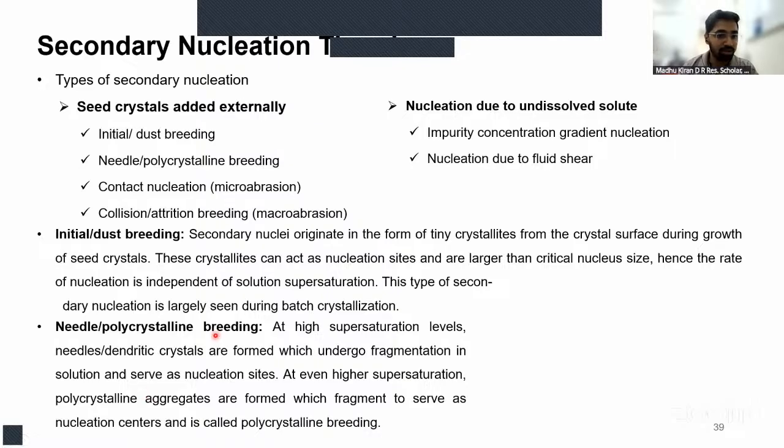As we can see in the second mechanism of secondary nucleation theory, which is the needle or polycrystalline breeding, at high supersaturation levels we usually tend to get needles or dendritic crystals, because these are the easiest crystals that can be formed compared to any other type. The disadvantage is that they tend to undergo fragmentation. Suppose a needle initially has a size of maybe 200 micrometers and it breaks up. Then we get multiple particles with sizes ranging from maybe 20 to 200 micrometers.